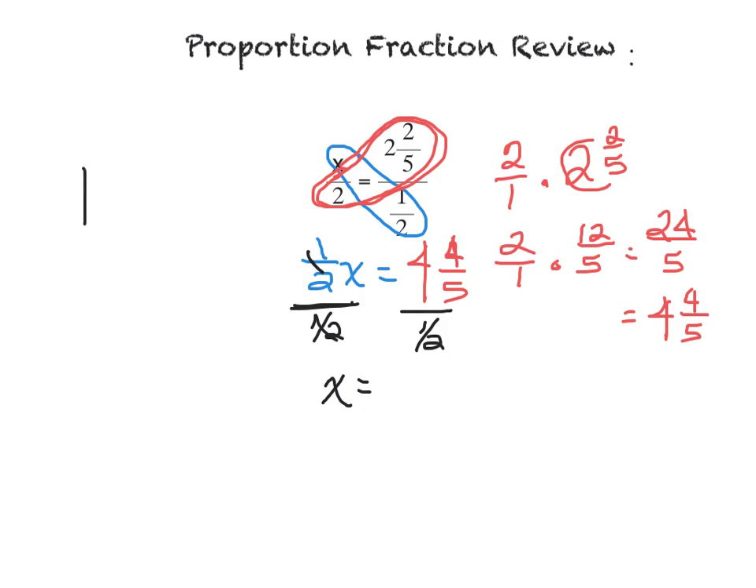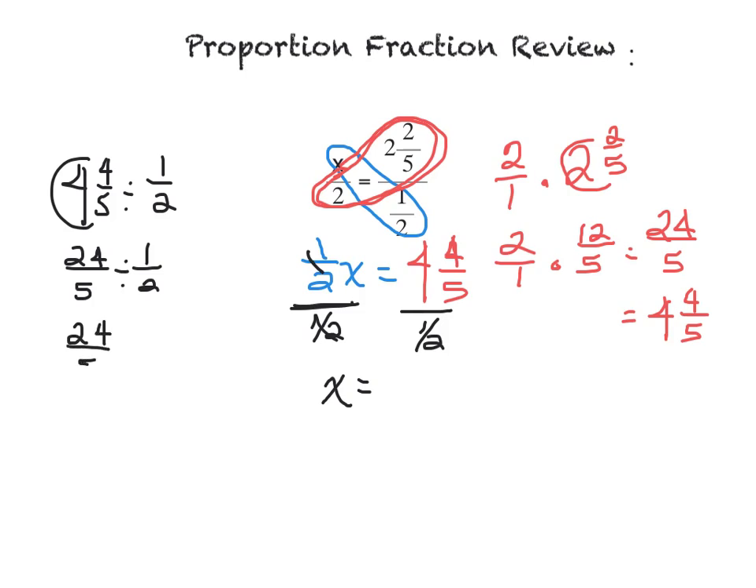I'm going to come over here. So 4 4/5 divided by 1/2. Convert. We get 24 over 5 divided by 1/2. Keep, change, flip, multiply. We get 48 over 5. When I divide this out, 5 goes into 48 9 whole times. The remainder is 3 and denominator is 5. So when I solve this proportion, x is 9 3/5.